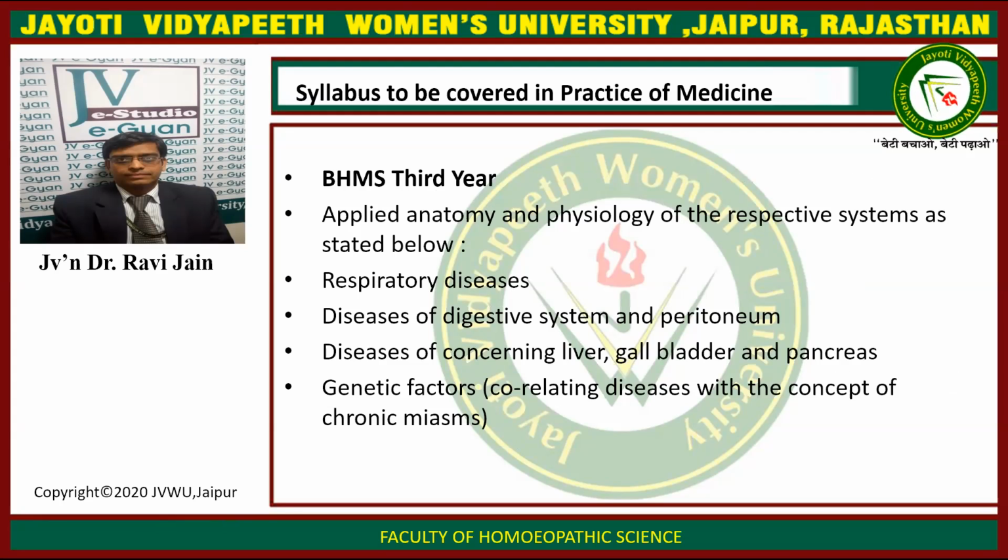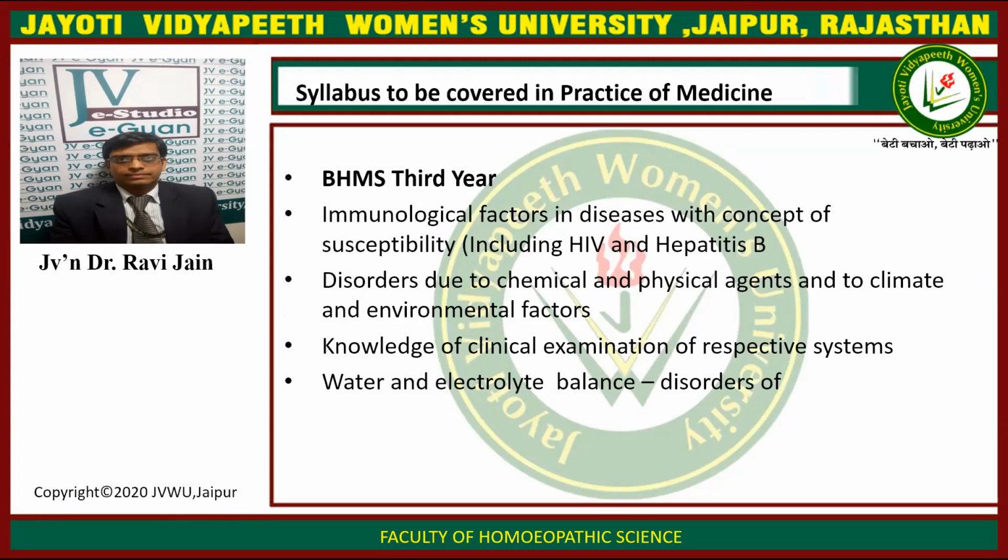Now, what is the syllabus that is to be covered in practice of medicine? In third year, the candidate has to learn about the anatomy and physiology of the respective system, as stated below. The candidate must learn about respiratory diseases, a sound knowledge of the diseases of digestive system and peritoneum, the diseases concerning to the liver, gallbladder and the pancreas, the knowledge about various genetic factors correlating diseases with the concept of chronic miasm, the immunological factors in the diseases with concept of susceptibility, including HIV and hepatitis B, the disorders due to chemical and physical agents and to climate, the environmental factors, the knowledge of clinical examination of respective systems, and water and electrolyte balance, the disorders of.